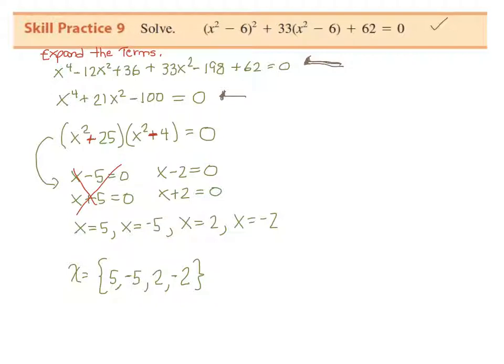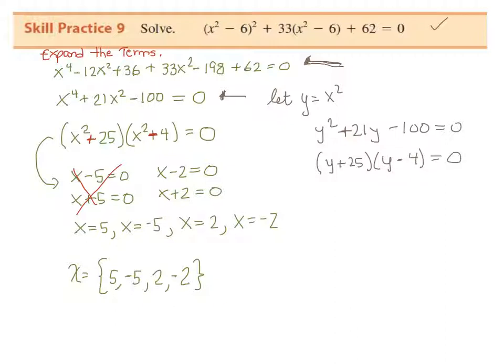And in fact, we could have said, okay, let y equal x squared, and then we have y squared plus 21y minus 100 is equal to 0. Oh, this is plus, by the way. That's one of the reasons I made a mistake over on the other side. So here we get y plus 25 times y minus 4 is equal to 0. So y is equal to negative 25, or y is equal to 4.